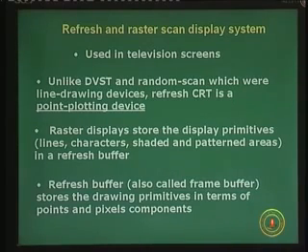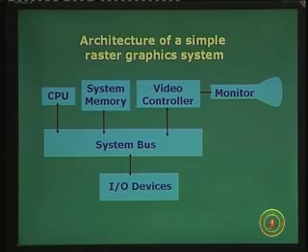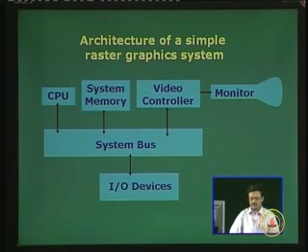So, these are all concepts which will come in here, and they are much more important in this lecture, when we talk about refresh raster scan, than when we talk about, say, DVST or the calligraphic or random scan display systems. Before we talk about these concepts, let us look into the architecture of a simple raster graphic system. In the previous lecture, we also talked about a simple architecture for a random scan system. So, this is almost similar to that.